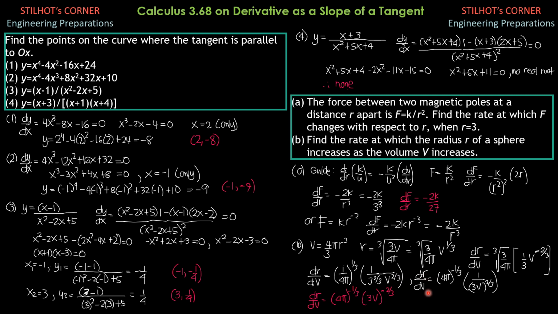So dr dV is equal to, we then put 4 pi in the numerator, so 4 pi raised to negative 1/3, from algebra. Then we have 1 over, we combine this into 3V raised to 2/3. Finally, bringing everything into the numerator, dr dV is the quantity 4 pi to the negative 1/3 times the quantity 3V to the negative 2/3. So that's it. That's the rate at which r of a sphere increases as the volume V increases.